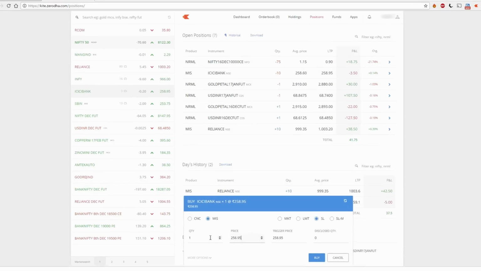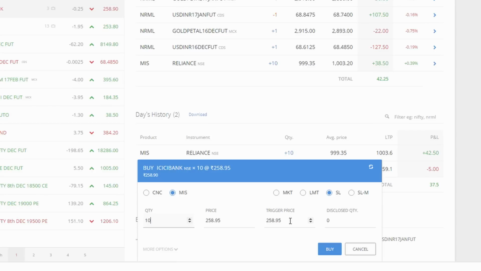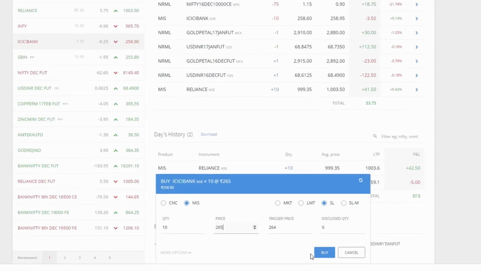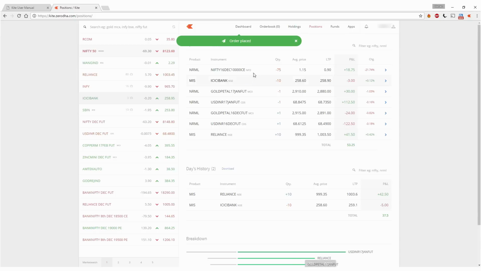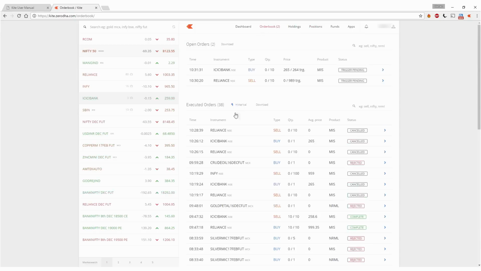I'll buy ICICI, I'll make it 10. I'll change the trigger price to 264 and my limit to 265, and my order will get placed. And then if you look in the order book, you can see your stop loss orders pending.